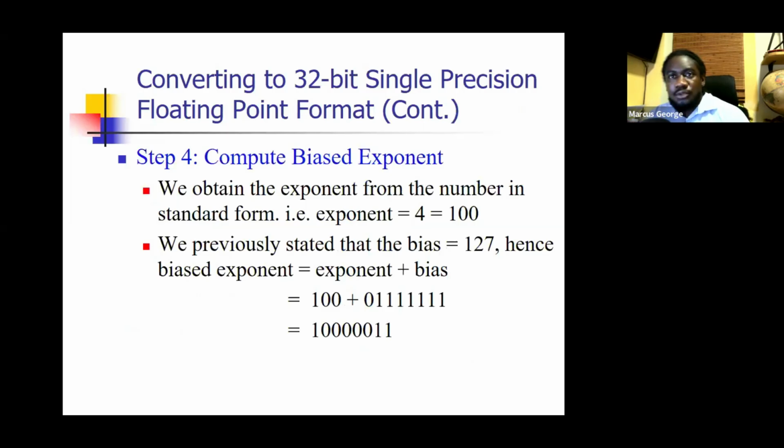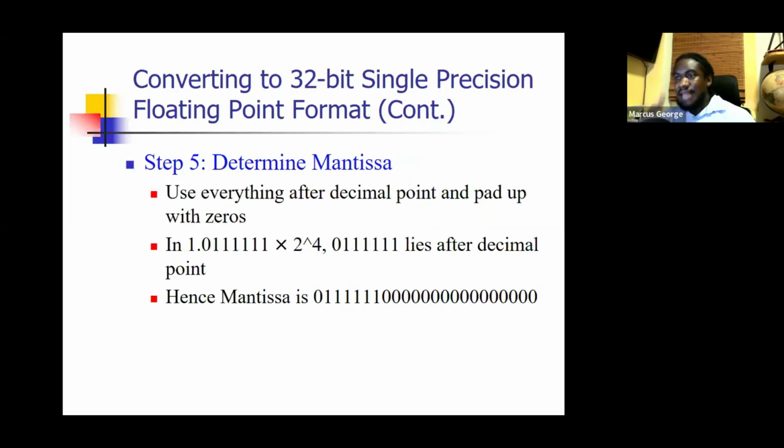The fourth step is computing the biased exponent. So before, we had our exponent of 4. To get the biased exponent, we have to add 4 in binary to the bias, which is 127. That's going to be 4 added to 127, which gives us 131. So the biased exponent is 10000011, which is 131.